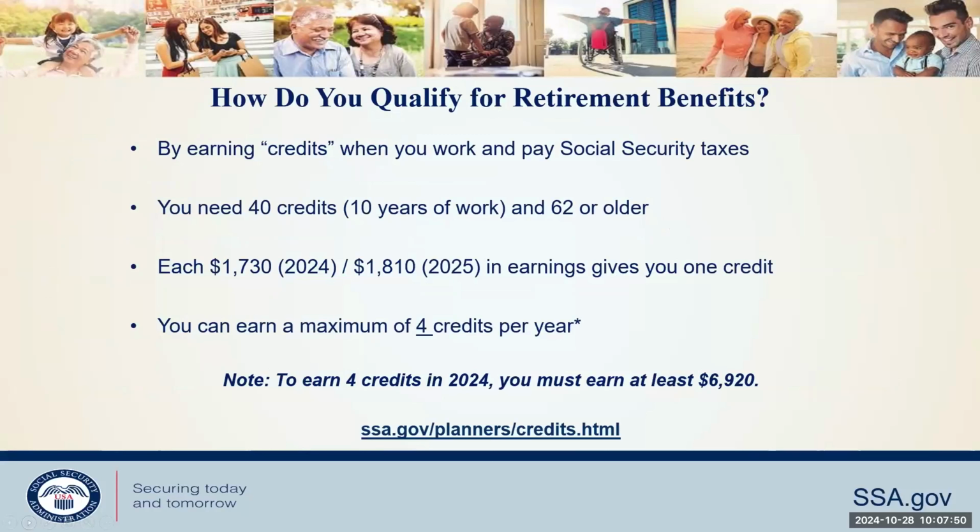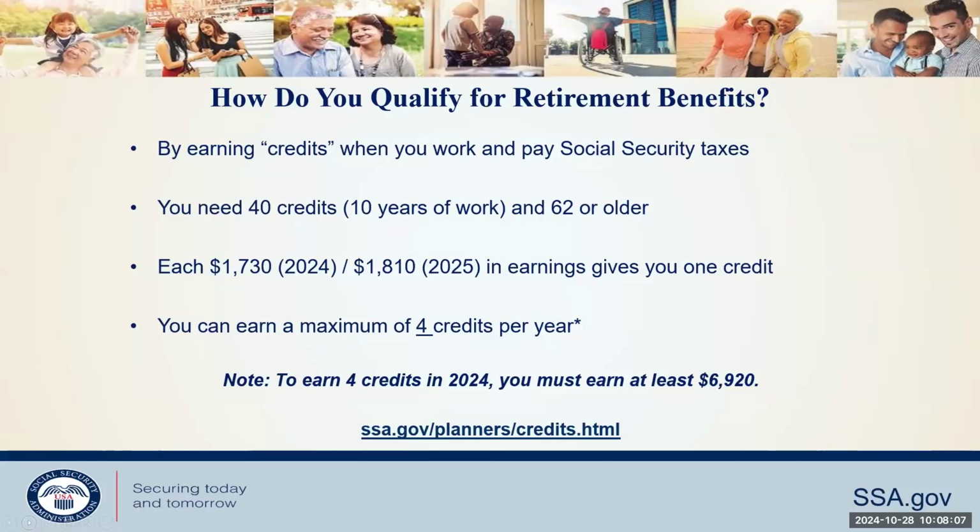So a credit is based on amount. The amount for 2024 is a gross wage amount of $1,730 will give you 1 credit. You can receive a maximum of 4 credits a year. We do have the new amounts out for 2025.